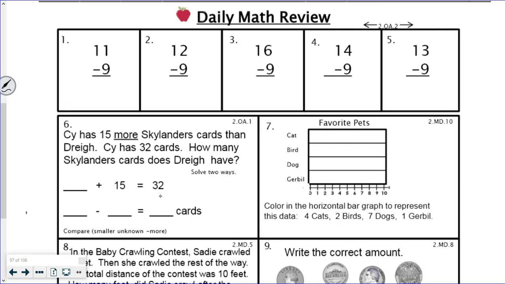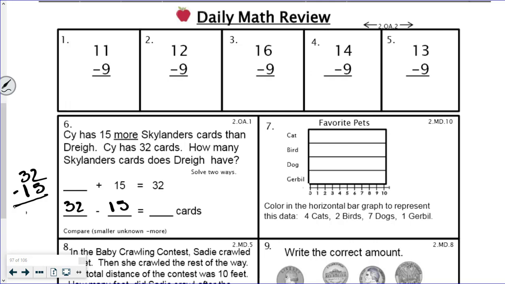So what we have to do is we have to work backwards. So we have to take 15 away from 32 to figure out how many Dre has. So 32, take away 15. And so to solve that, we're going to want to rewrite it to show our work. 32 minus 15. And so we need to solve that to figure out the numbers for the blank. So pause your video and do number 6.